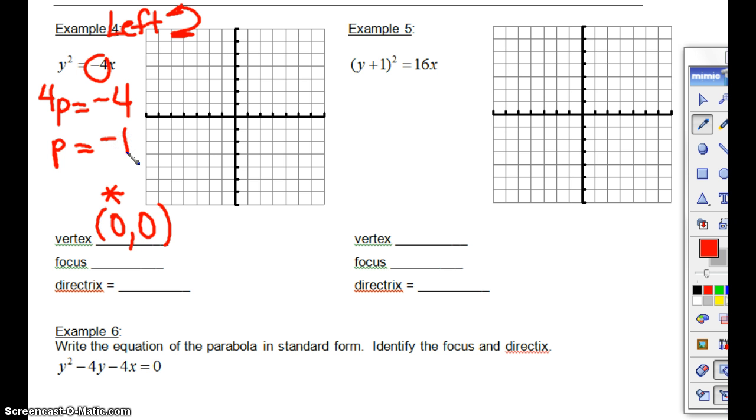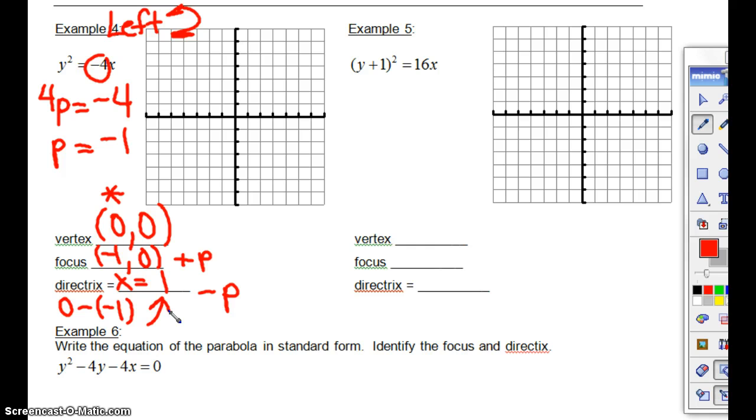So again, here I am going to add p, remember, and subtract p. So when I add p, 0 plus negative 1, of course that's negative 1 comma 0 for my focus. When I subtract p, 0 minus a negative 1 becomes a positive 1. So x equals a positive 1 because it's 0 minus negative 1. That's how we get that positive 1 right there. All right, so I have my vertex, my focus, and my directrix.